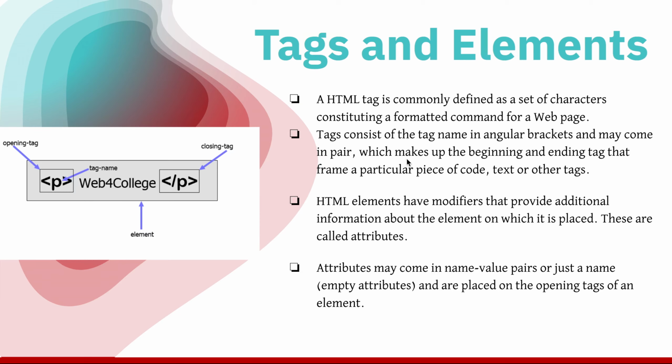HTML elements have modifiers. Now we are going to talk about attributes. All right, and they provide additional information about an element, and we are going to see what an attribute is in another diagram shortly. Okay, so attributes may come in name value pairs or just a name, that is an empty attribute, and are placed on the opening tags of an element.